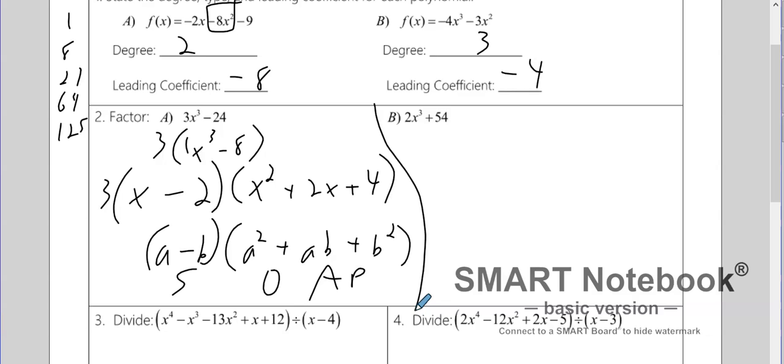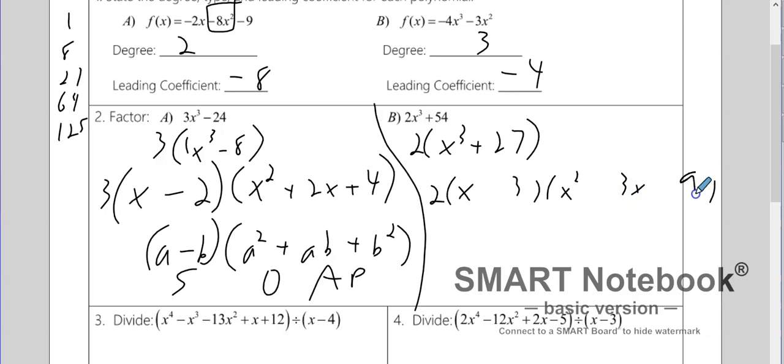Next one, 2 and 54 are not on the list, but we can take a 2 out and get 1 and 27, which are on the list. So we start with the 2, don't forget that. We have our small parentheses, cube root of x cubed, cube root of 27. Our big parentheses, we square the first term, we multiply the terms, and we square the last term. It's really that easy. And then we do our SOAP. Same, opposite, always positive. So same thing, we had a plus, we're going to put a plus here. Opposite, always positive. And that's all.